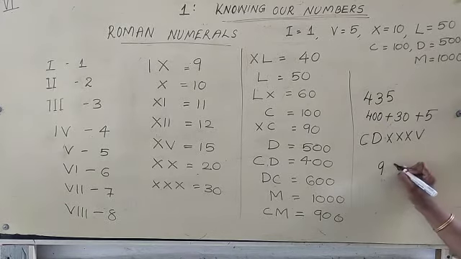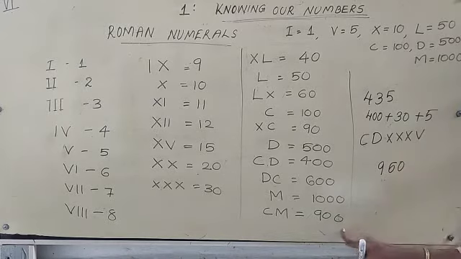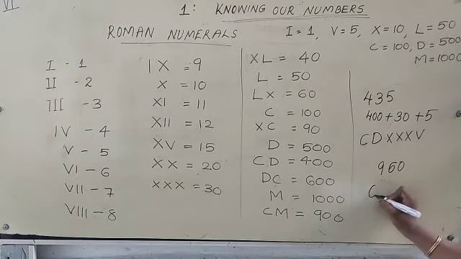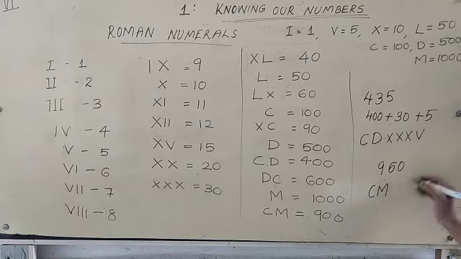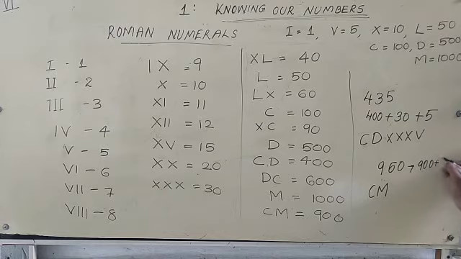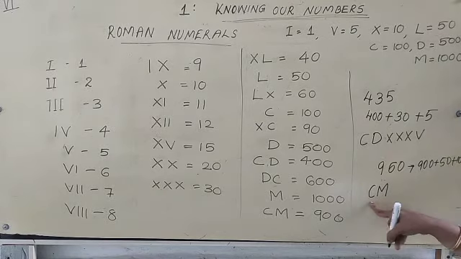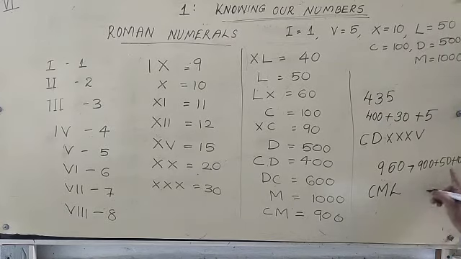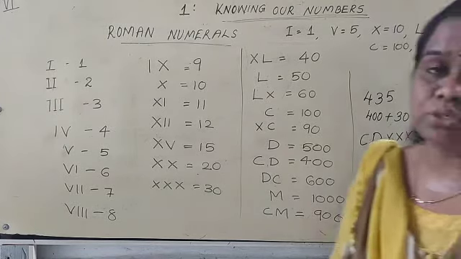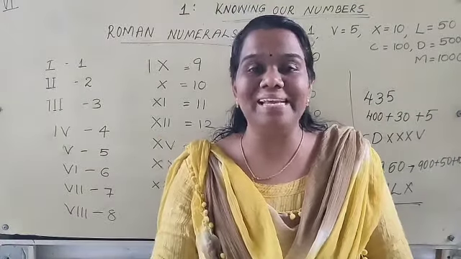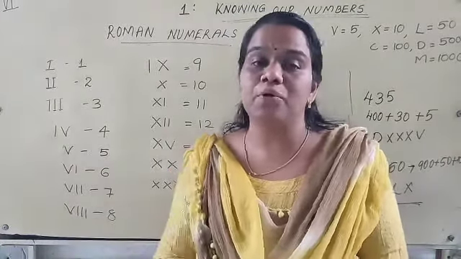If it is 960, how to write 960? 1000 is M. Then 900 is CM. Then 60 is 50 plus 10. This we can write as 900 plus 50 plus 10. 900 is CM. 50, what is 50? That is L. And 10 is X. So CMLX.